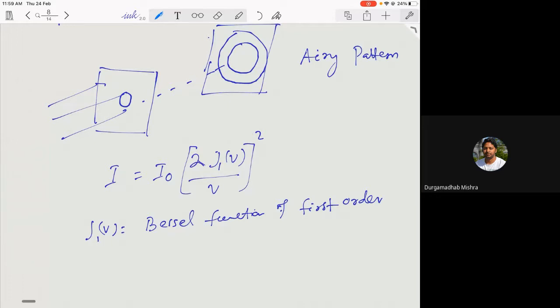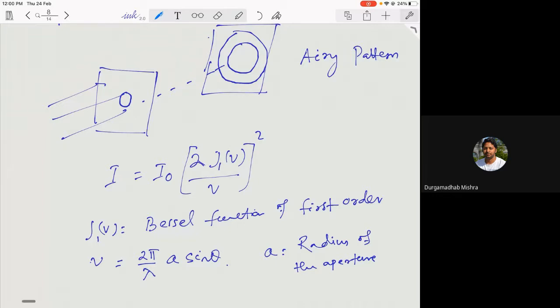And what is this V? Like earlier, when we defined beta, here we say V is 2 pi by lambda times a sine theta. Now here, what is a? a is the radius of the aperture. Okay, so this is the radius of the aperture.